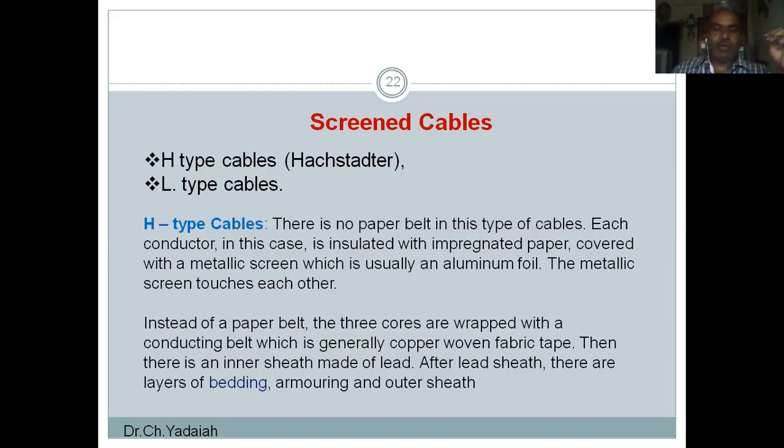What do you mean by the bedding, armoring, and outer sheet? You can see this in the cable classification further. Bedding means cushioning material, generally fibrous material, over which there is the armoring. Armoring is GI strips, steel strips, which provide mechanical protection to the cables, and the outer sheet protects from atmospheric, chemical and electrical effects.